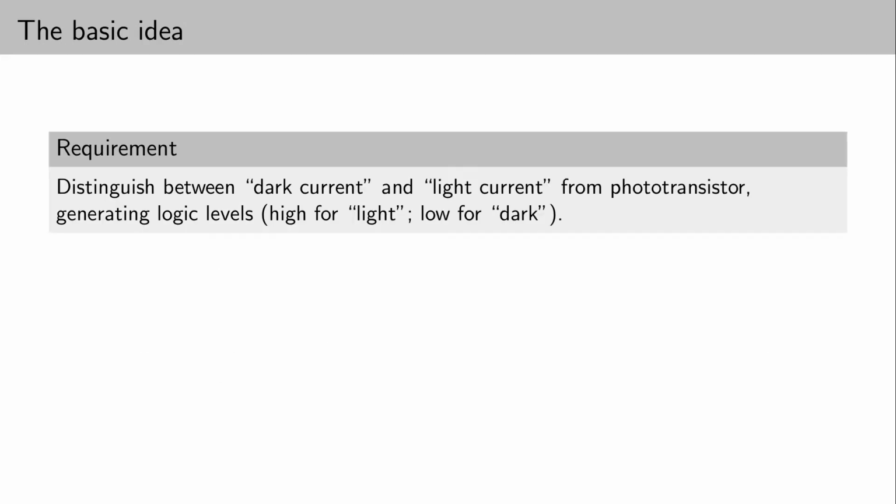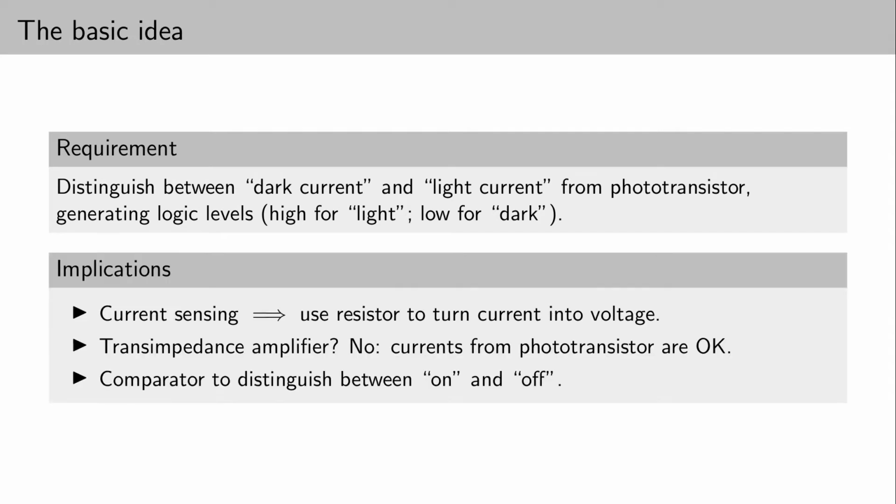So what we need to do for the circuit for this thing is pretty obvious. We need to distinguish between the dark current and the light current from the phototransistor, and we want to generate logic levels from this. High for light, low for dark. And that has a few implications. First of all, the phototransistor is a current device, so we're going to have to do current sensing, which means we need a resistor to turn that current into a voltage.